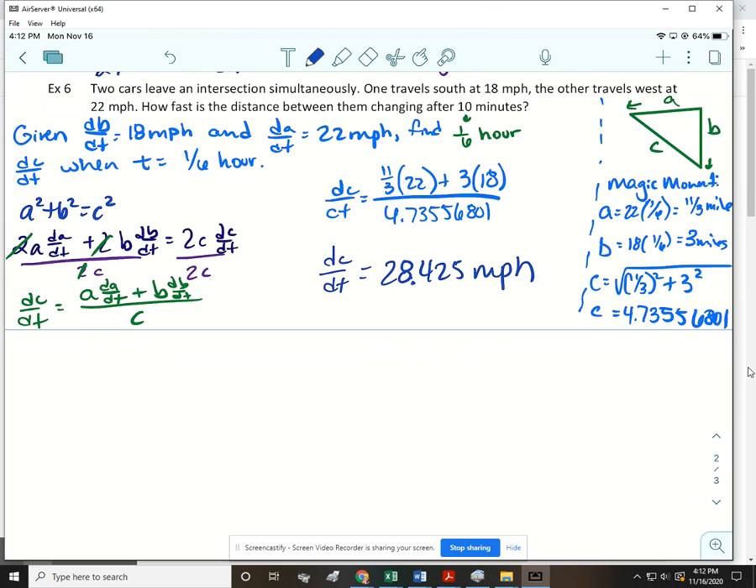Okay, so sometimes you have a lot of side work to do to get all the things you have to plug in. Okay, so your assignment is to finish that worksheet from yesterday. So do the day 2 side. So it'll be 9 through 15.